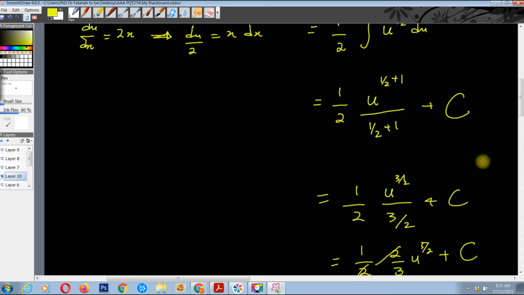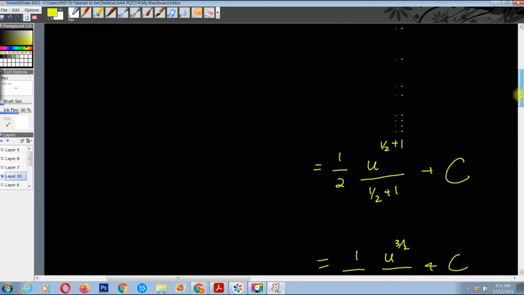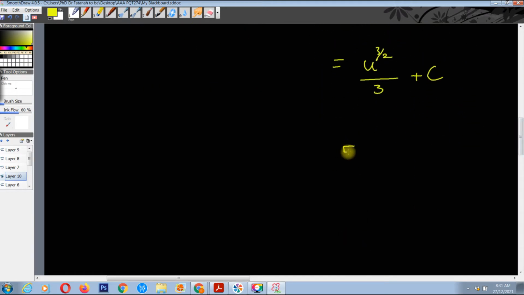So we will have u to the power of 3 over 2, over 3, plus c. So what is u? u is x squared plus 1. So u is x squared plus 1, bracket to the power of 3 over 2, over 3, plus c.